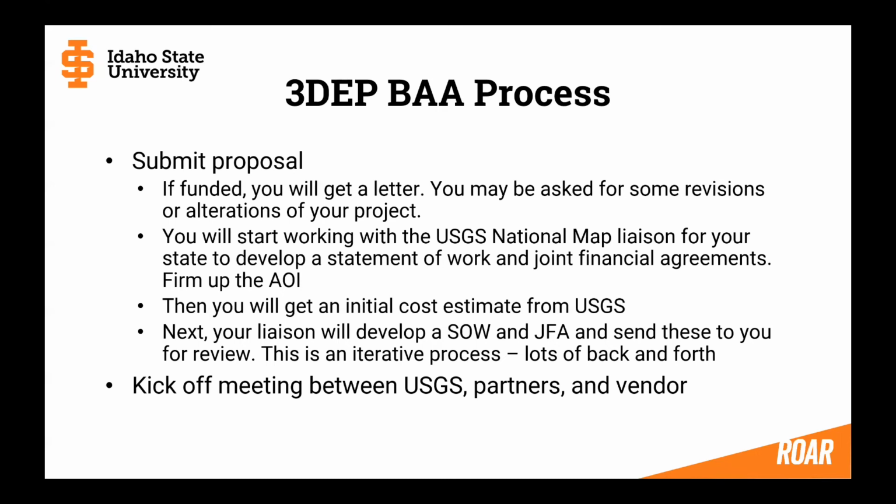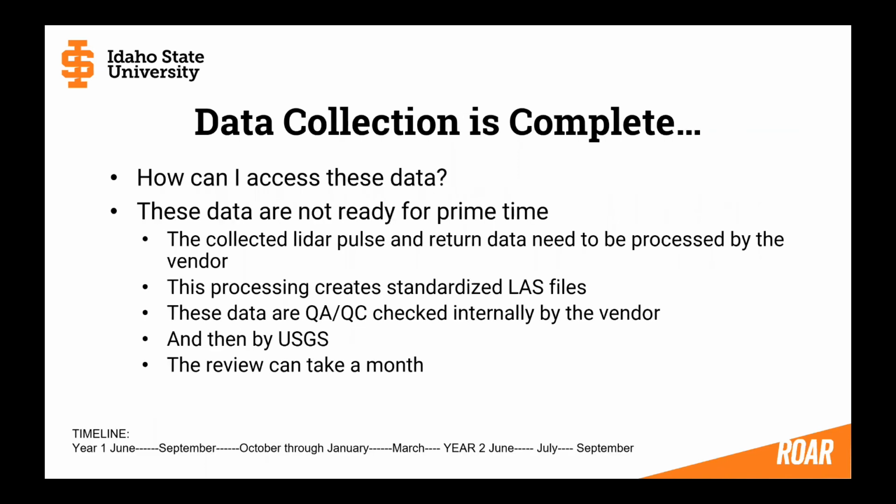Then you're going to get an initial cost estimate from USGS and the entire estimate of the process: what's going to happen, what's going to be collected, what the deliverables are, what the QL quality level is, those sorts of things. And your liaison will develop that SOW, that statement of work again. JFA is the joint financial agreement. They send those to you for your review, and this is an iterative process. Be prepared for lots of back and forth. Then normally there's a kickoff meeting between the USGS, all the different partners, you and your own organization, maybe some other regional partners, and the vendor.